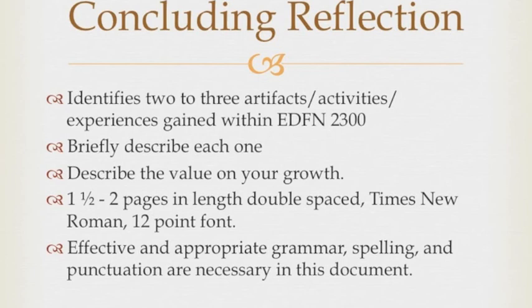Specifically, this concluding reflection should identify 2 to 3 artifacts, events, activities, some things from 2300 that you have experienced that have actually impacted you. Take some time to describe each one very briefly, then describe the value that those events, those artifacts, those activities had on your growth as a teacher. This should be in the range of 1.5 to 2 pages, double spaced, Times New Roman, 12-point font, as all of the documents in here should.